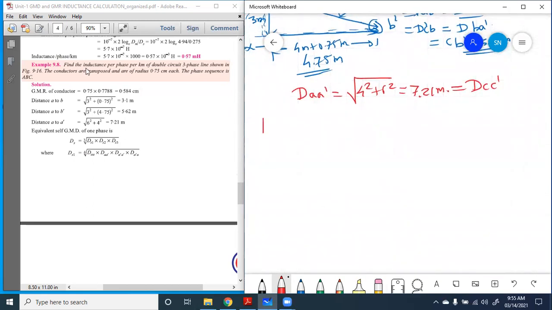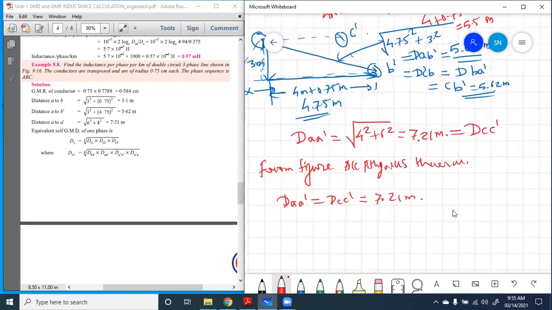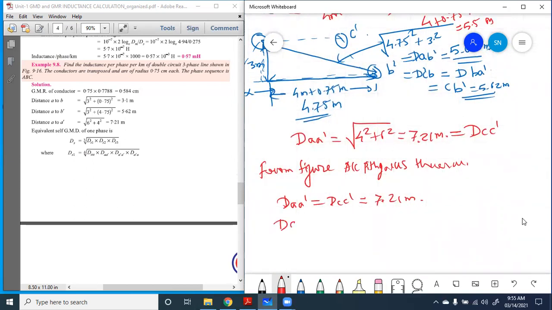Now, from the figure and according to the Pythagoras theorem, what are the distances? Distance AA' is equal to distance CC', which is equal to 7.21 meter. Okay, which is already calculated. Similarly, distances AB' equal to distance C'B equal to distance BA' equal to distance CB' equal to 5.62 meter. Okay.